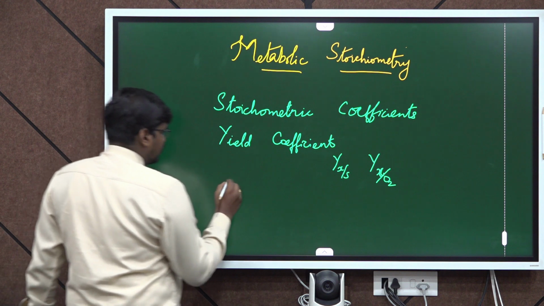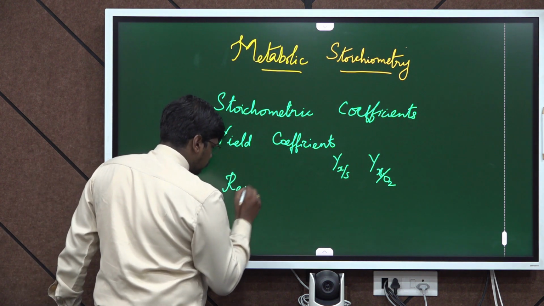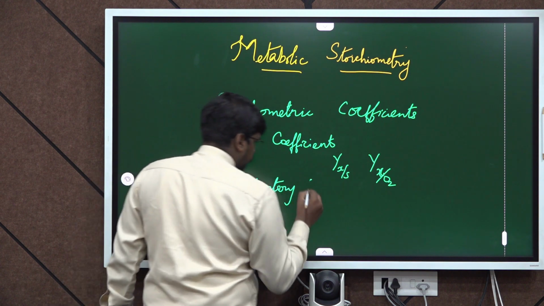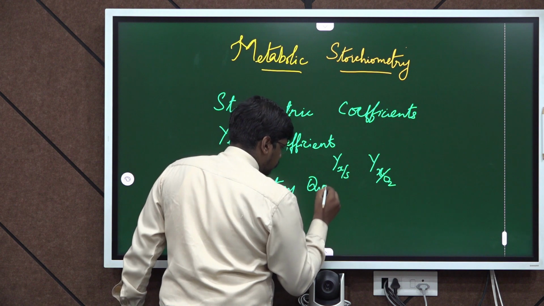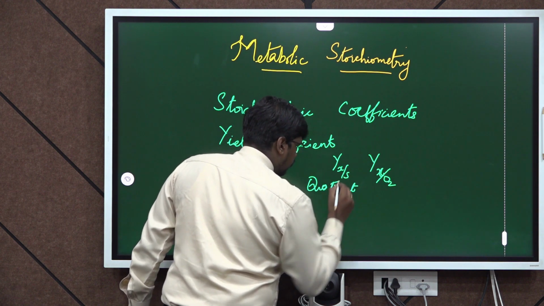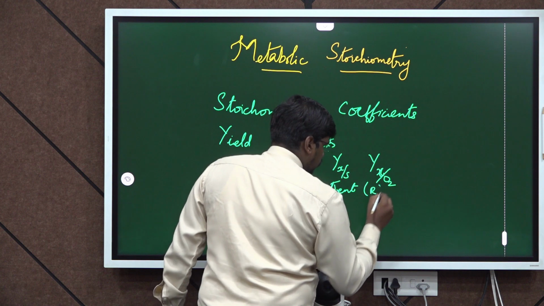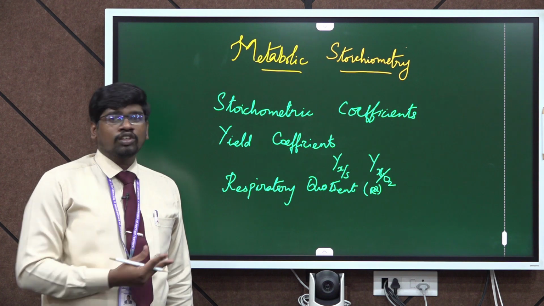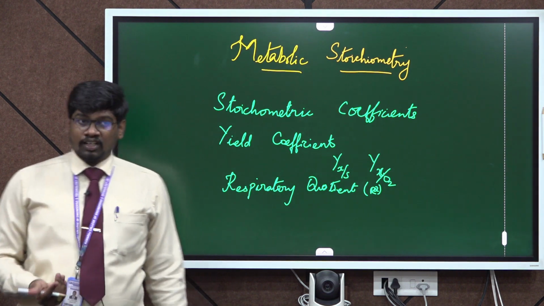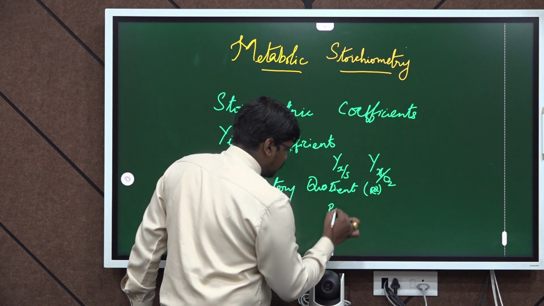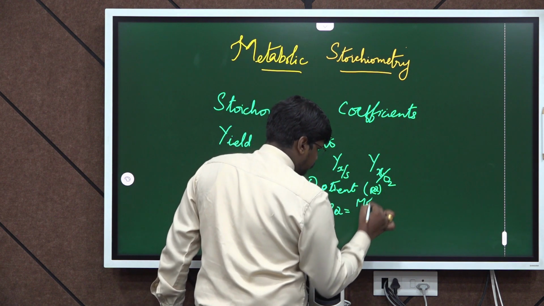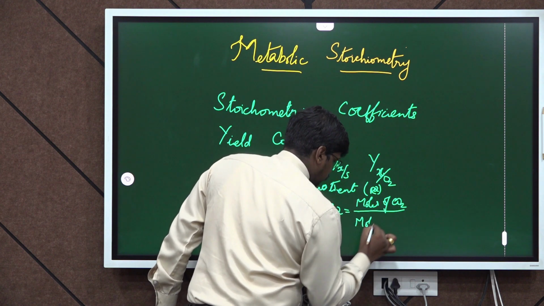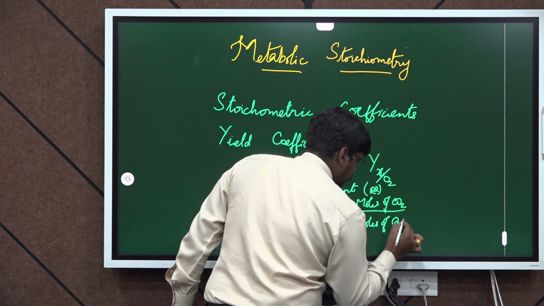Third important parameter is respiratory quotient. Respiratory quotient, or RQ, is defined as how many moles of carbon dioxide are produced per mole of oxygen consumed. So respiratory quotient RQ is equal to moles of CO2 produced divided by moles of O2 consumed.